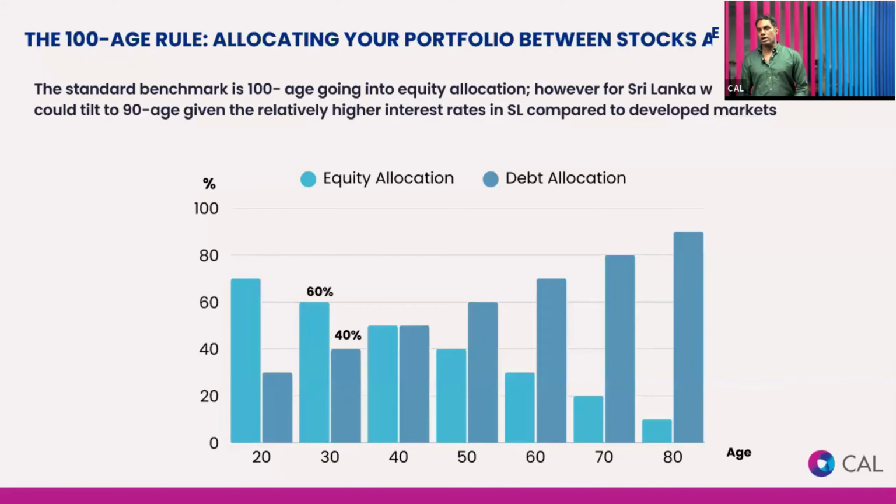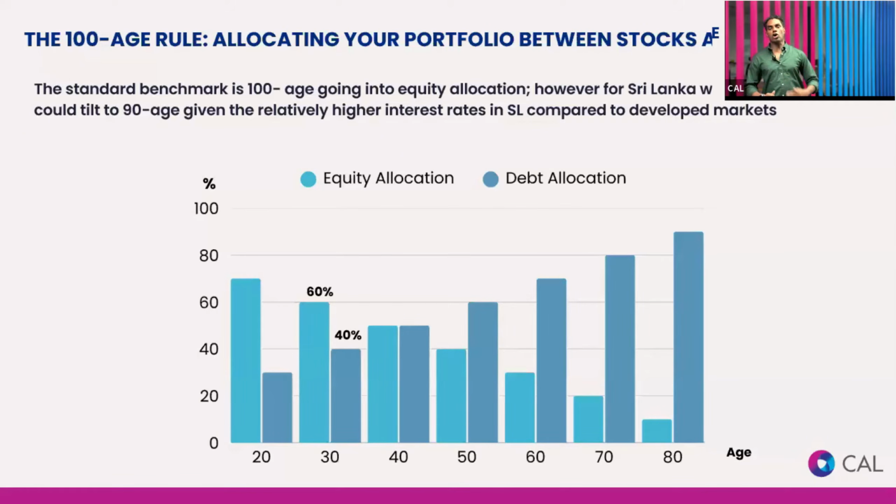For example, if your age is 20, you allocate 100 minus 20, or 80%, to the equity component, whereas 20% is allocated to fixed income. Now, given that Sri Lanka has relatively higher interest rates, we can treat this equation as 90 minus age for equity and fixed income allocation. For example, if you're 70 years old, it will be 90 minus 70, which is 20% to equities and 80% to fixed income instruments.